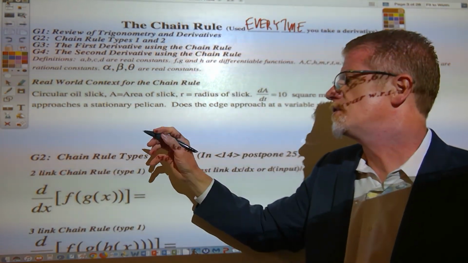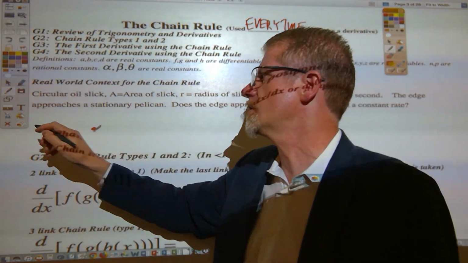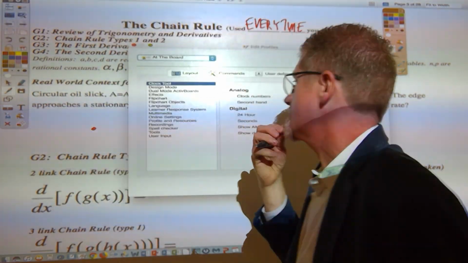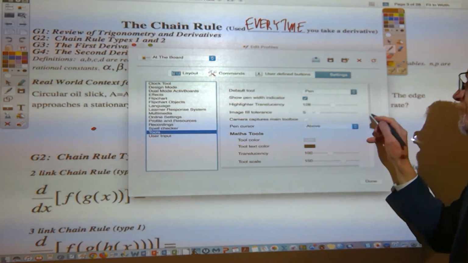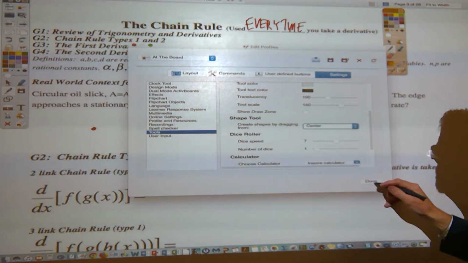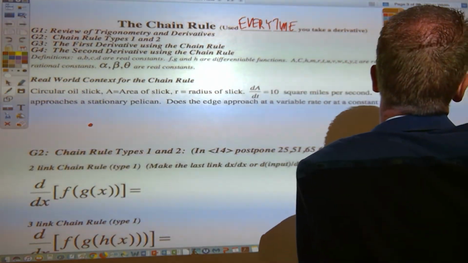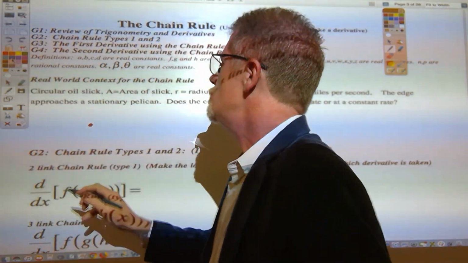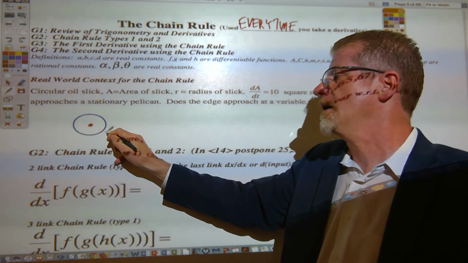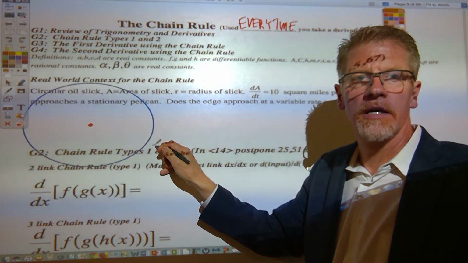A is the area of the oil slick. Here's the point at which the oil slick disaster occurs. Let's start at the center. Check this out. This is what's happening to the oil slick in blue. We're going to pick a blue circle, and this is blue oil. And as time goes on, the slick is growing, growing, growing.